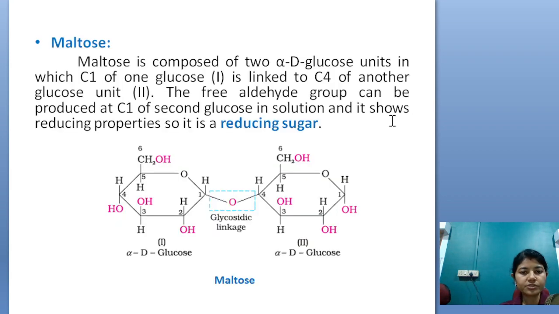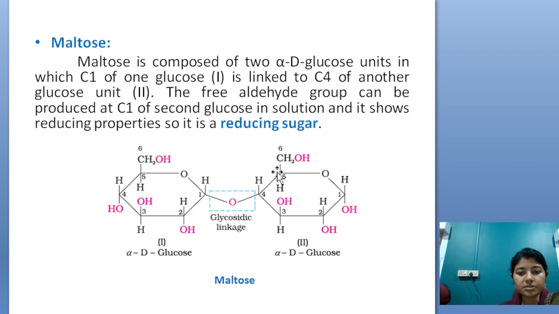Next, maltose. Maltose is composed of two glucose units. So here, the two glucose units, how do they combine? The hemiacetal group of one glucose unit combines with the hydroxyl group present at carbon 4 of the other glucose unit, leading to the formation of a glycosidic linkage.